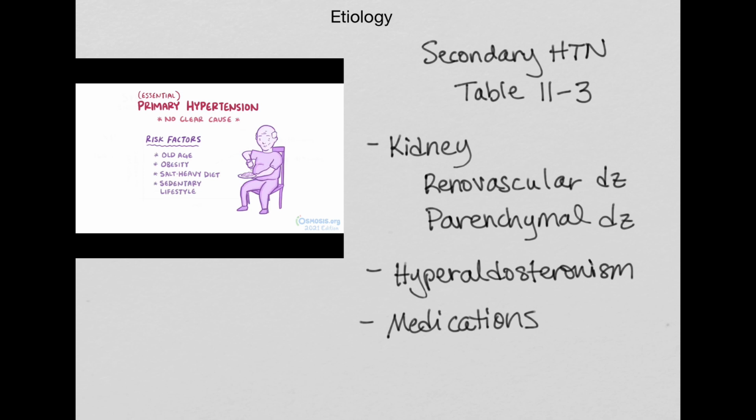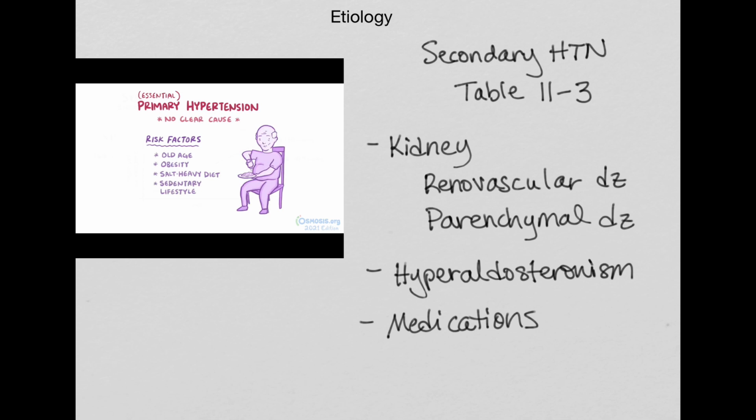About 10% of the time, you can identify an underlying cause of the high blood pressure, and that is called secondary hypertension. I would draw your attention to table 11.3 in Lange. And the big things to point out are that kidney disease is a major driver of elevated blood pressure. It's kind of a vicious cycle because kidney disease can worsen high blood pressure, but then at the same time, the high blood pressure damages the kidneys. Most commonly, there's parenchymal disease, so chronic kidney disease, probably the most common cause of kidney-based secondary hypertension, but there's also renovascular disease, so atherosclerosis or fibromuscular dysplasia.